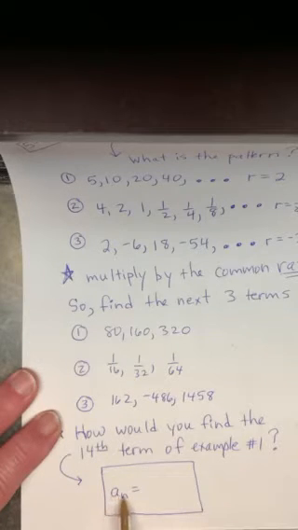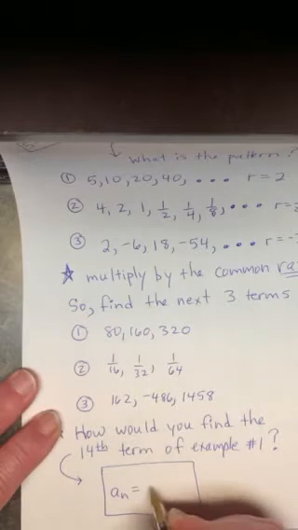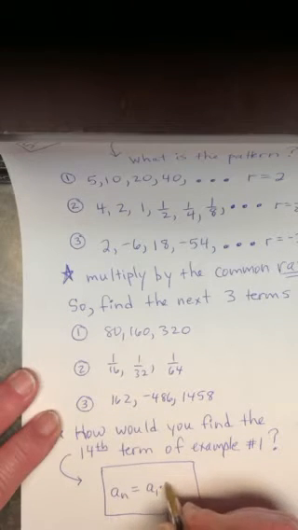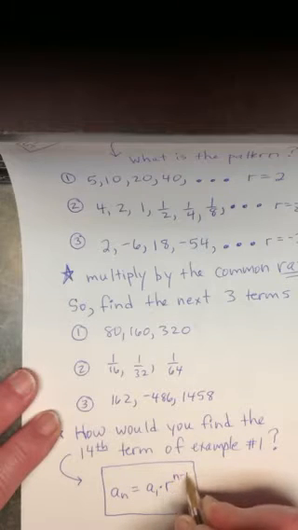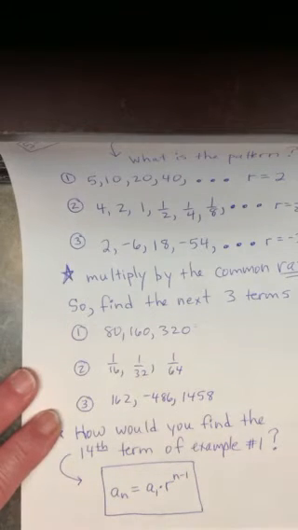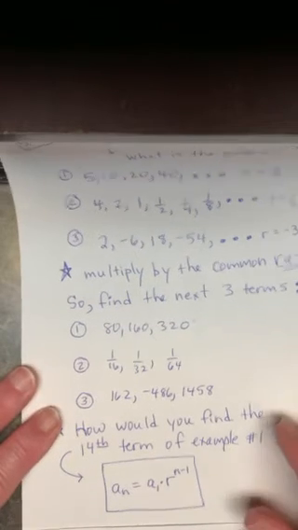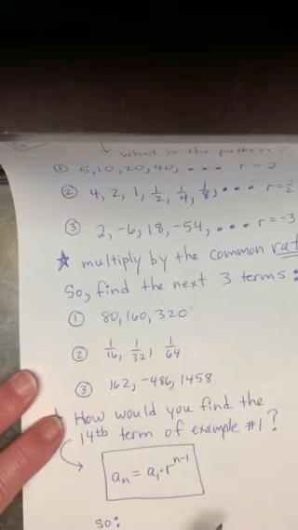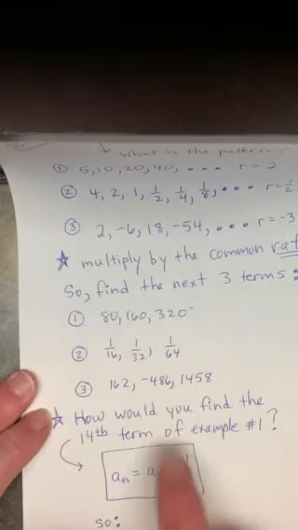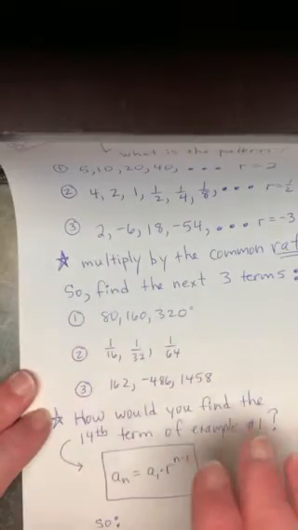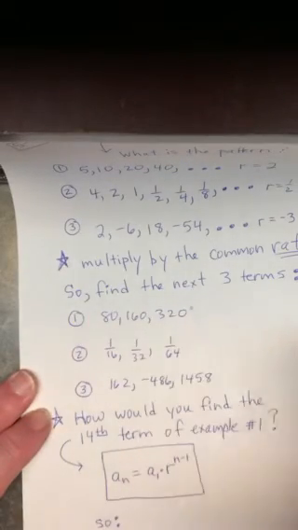To find the nth term of any geometric sequence, the formula is a sub 1, the first term, times whatever your ratio is, and that ratio is raised to the n minus 1 power. Okay, now don't panic. That's not nearly as bad as it looks. In fact, it's pretty easy. Watch this. So, for that question, how would you find the 14th term of example number 1 up there? The one that said 5, 10, 20, 40.